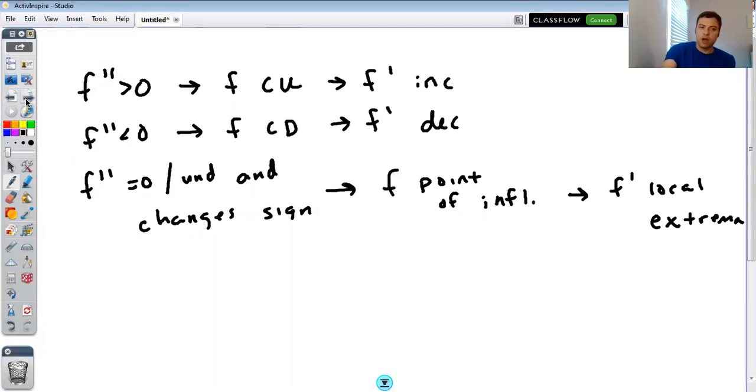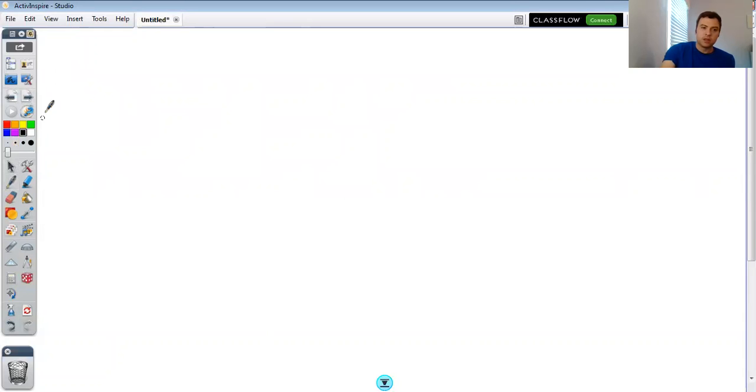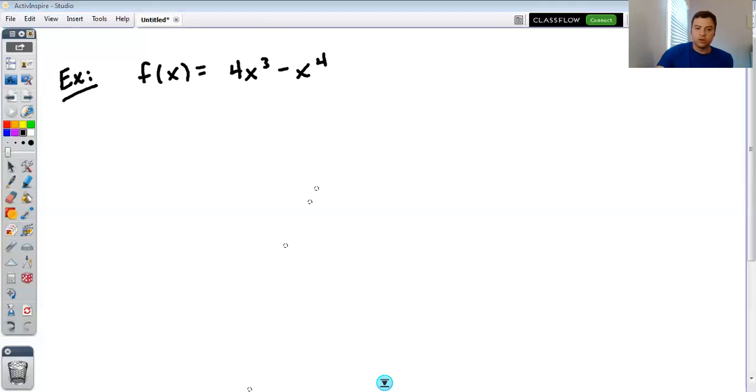Today I'm just going to do a quick problem involving the algebraic analysis and then the f prime graph. So let's say our function f of x is equal to 4x cubed minus x to the fourth. And we're going to go on the interval from -2 to 4.